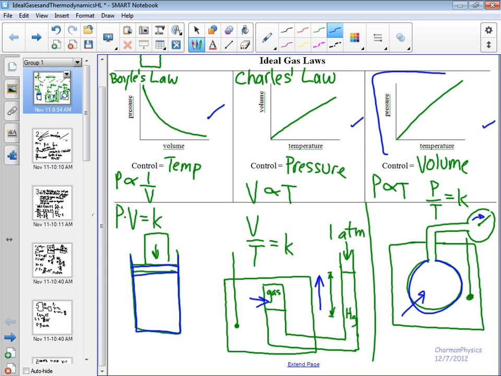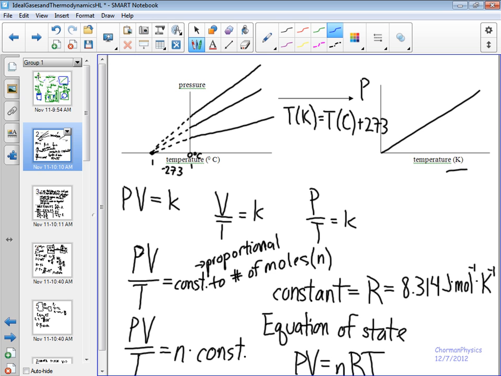Now, for this one, for pressure versus temperature, this is a special one. This is what we use to determine absolute zero. And actually, if we look at a graph, with temperature in Celsius, we'll see that all of the lines that we get end up hitting the y-axis at some point, depending on what type of gas you have. But all those gases are going to end up intersecting back at this point, negative 273 Celsius, and that's going to be our absolute zero.